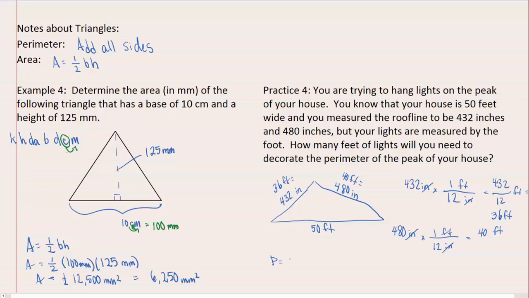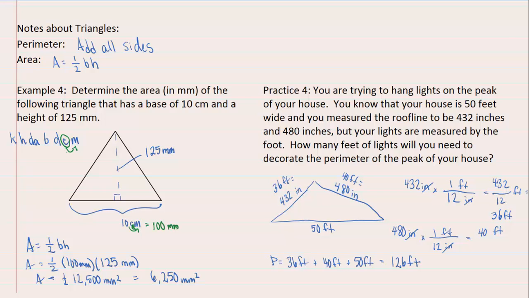To find the perimeter of a triangle, you simply add all sides, ensuring that all sides are the same units. That means that we will be adding 36 feet plus 40 feet plus 50 feet, which will equal 126 feet, which is the perimeter of the peak of your house, which would be the amount of lights you would need to put up.